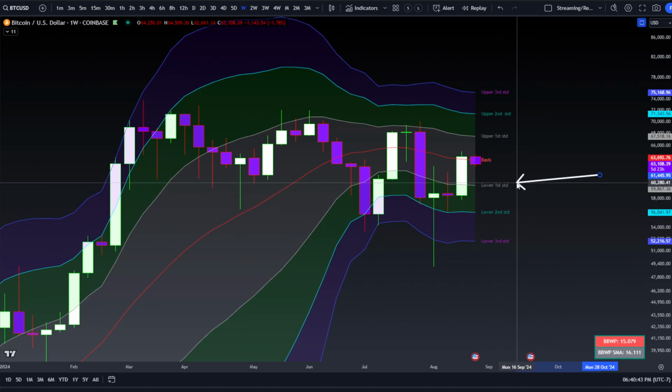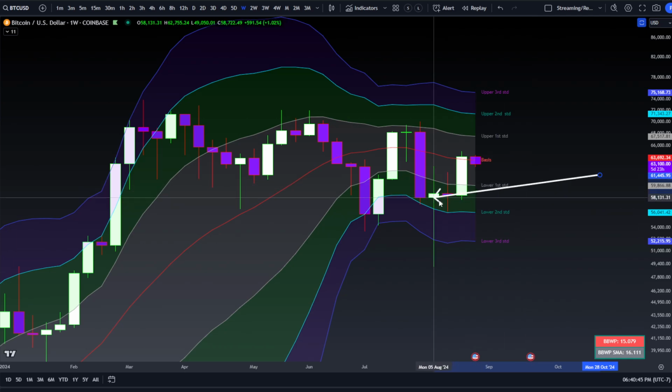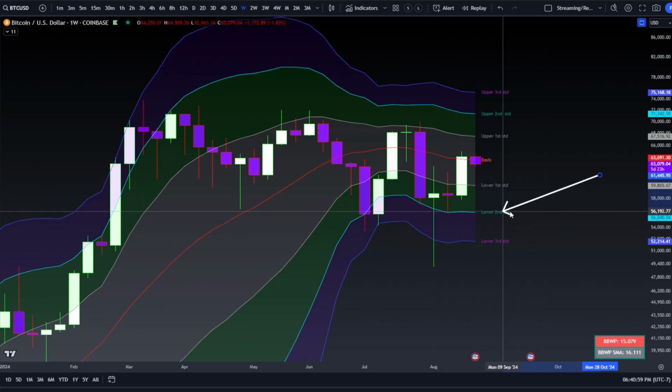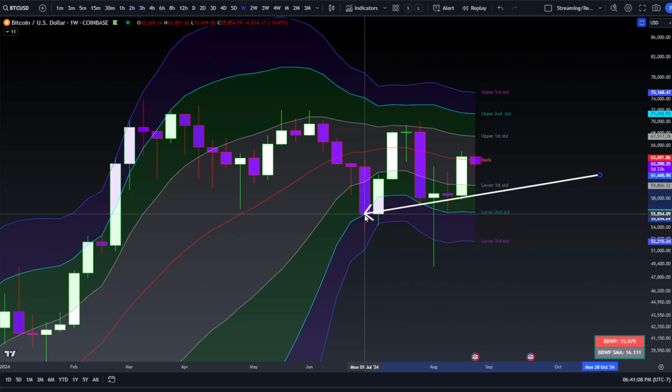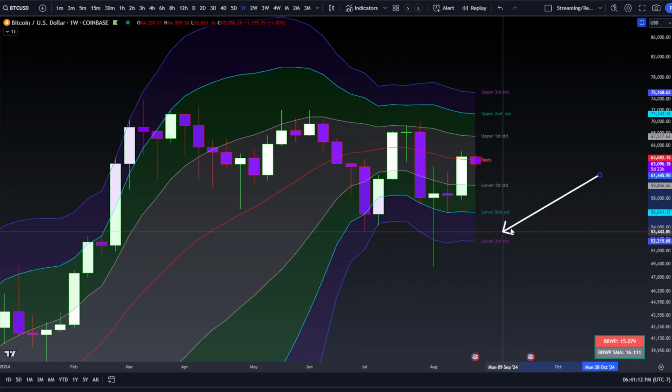Any closes below the lower first would look like Bitcoin wants to run the higher low close on the weekly, and that would be somewhere around the 58,100 level. Of course, keep in mind the 58.4 to 55,800 level. We have the lower second right in that zone. That is the risk zone. Anywhere below there, we're looking for volatility expansion to the downside, especially on closes, to test the closing low here on the weekly at 55,850, down to the lower third.